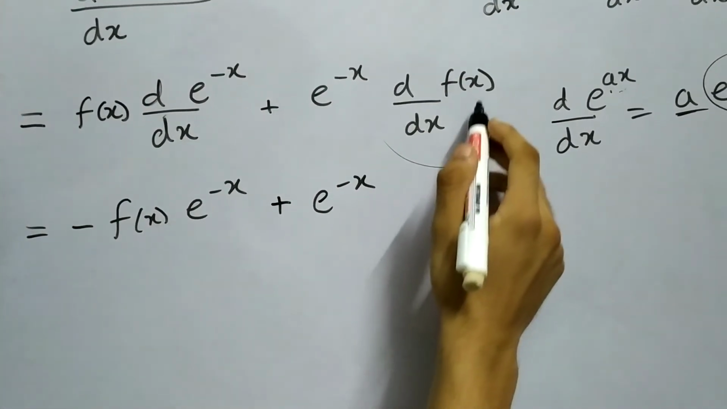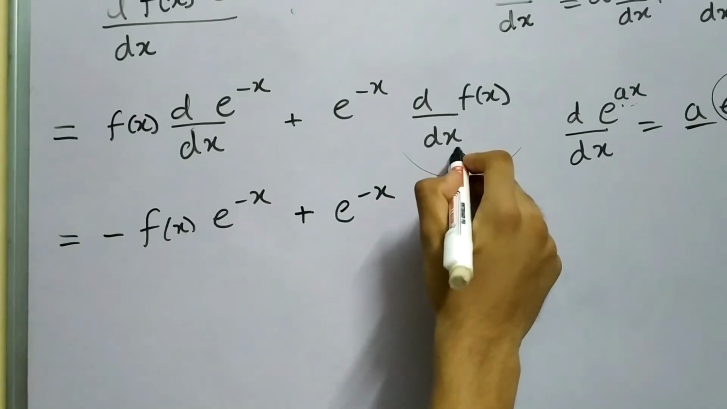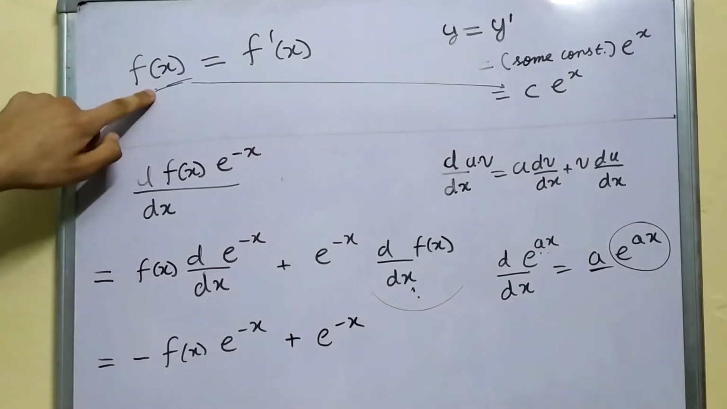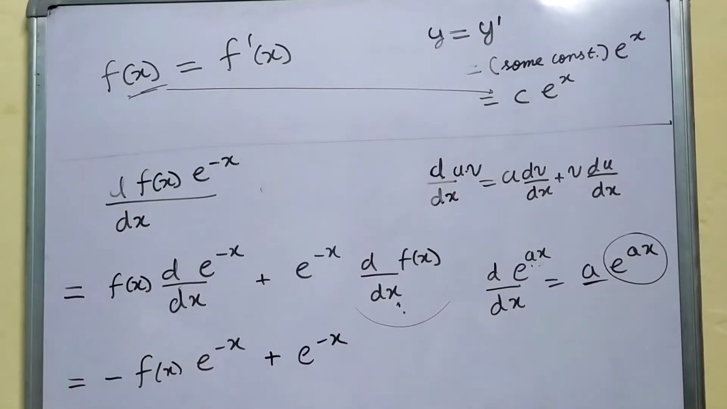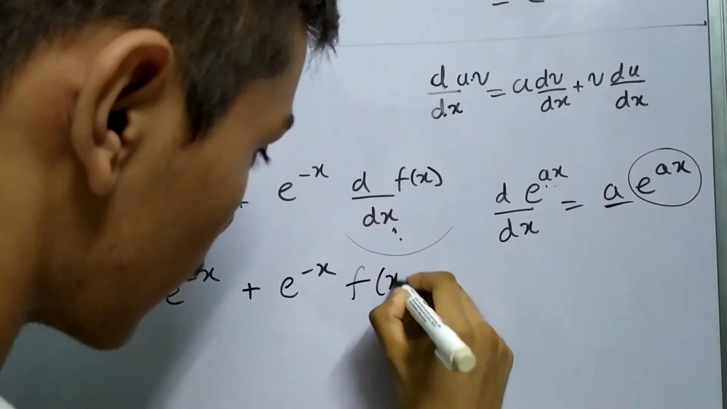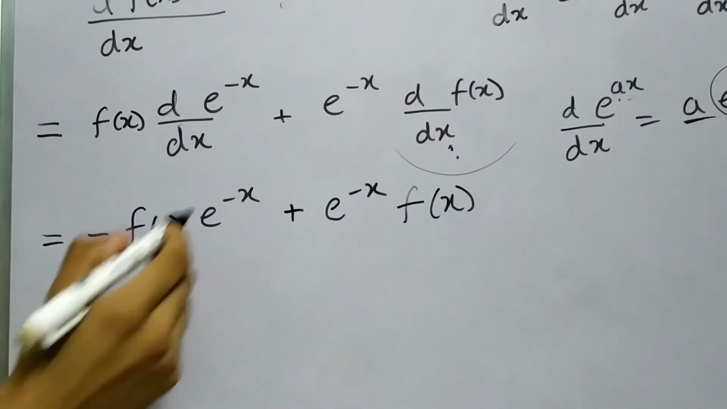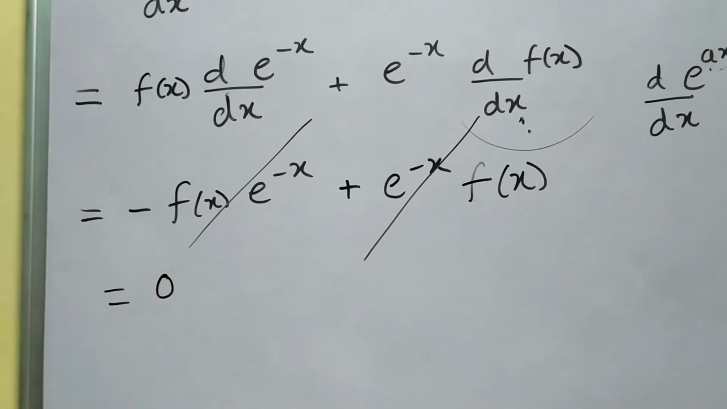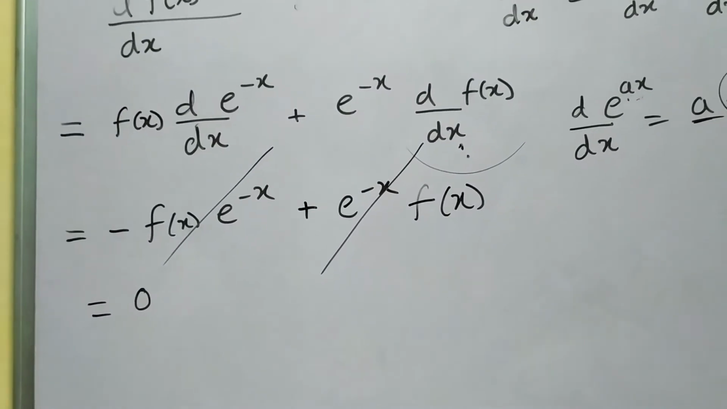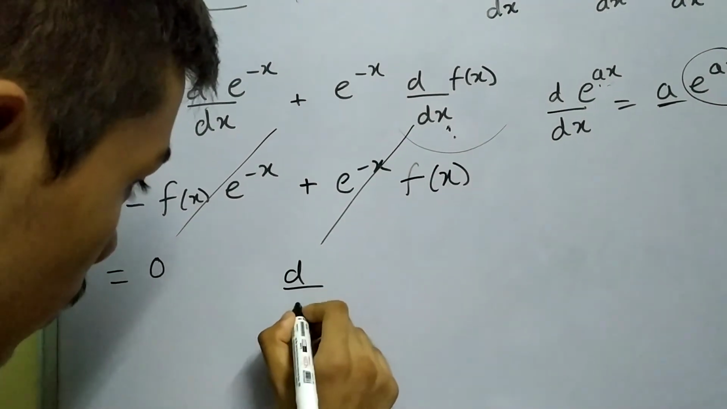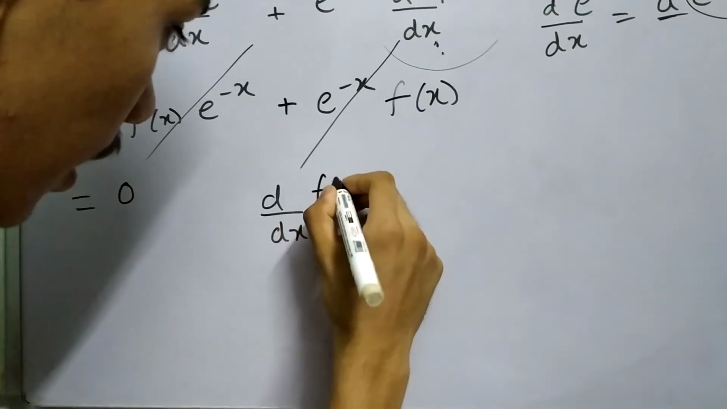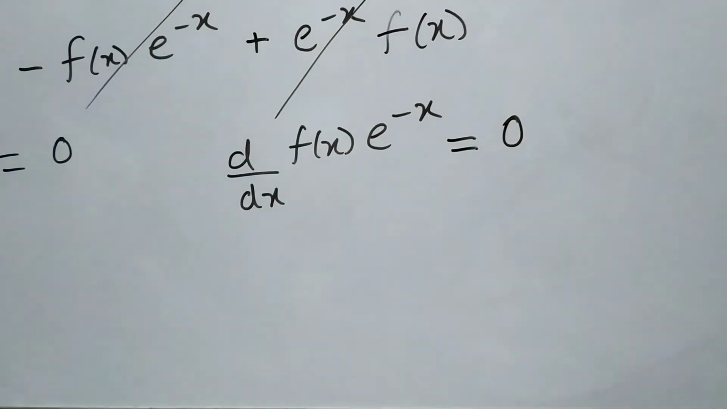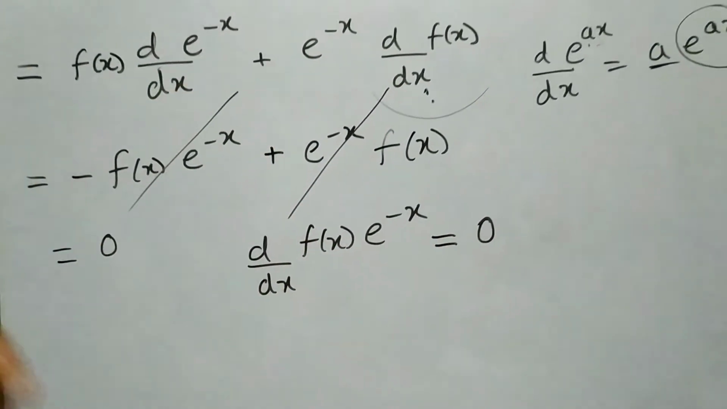So the differentiation of f of x, the derivative of f of x, that is f prime of x, is equal to f of x, right? That was the condition from which we started. So this has to be f of x, and now you see that this term cancels out this term, so you are left with 0. And this is very crucial. What you find is d by dx of f of x times e to the power minus x is equal to 0.